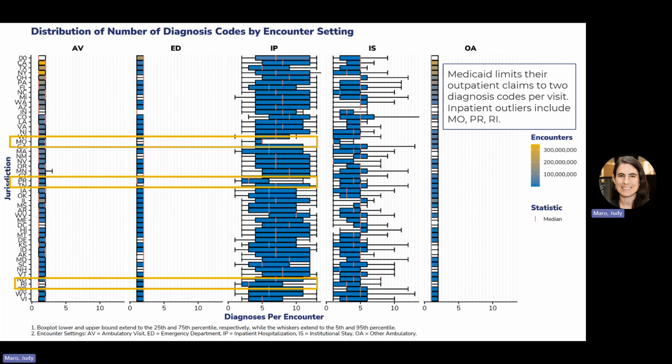One of the things that's true is that Medicaid itself limits outpatient claims to 2 diagnosis codes per visit. And you can see that reflected here in the ambulatory, the emergency department, and the other ambulatory columns, where everybody is solidly submitting 2 diagnosis codes per visit. But there's more variability when we look at our inpatient number of diagnosis codes per hospitalization, for example. And we see inpatient outliers include Missouri, Puerto Rico, and Rhode Island.